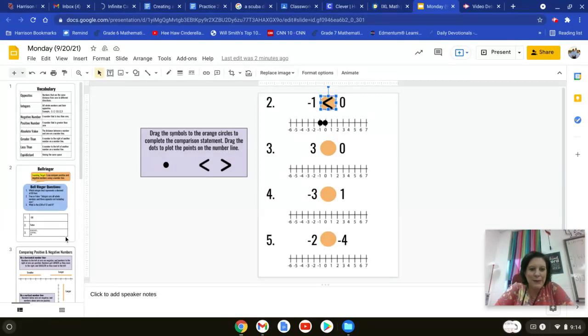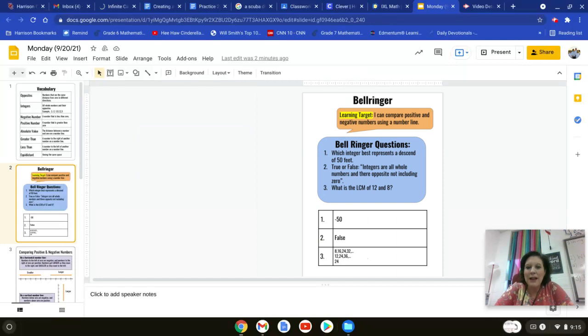So our I can statement, I can compare positive and negative numbers using a number line. Hopefully that makes sense to you.